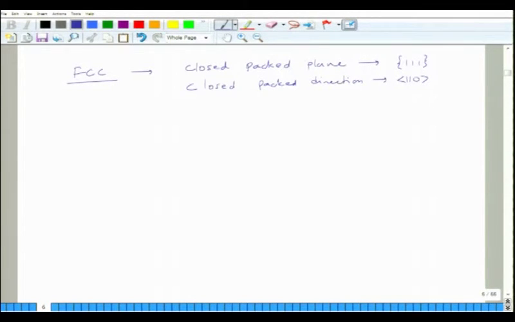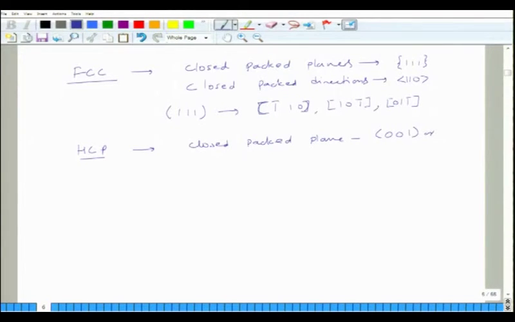Okay. So of course, if you take this type of 111 plane, then the directions which will lie in this will be bar 110, 10 bar 1 and 01 bar 1. The dot product of a direction which lies in a plane with the plane normal should be equal to 0. Okay. So there are these close packed planes and directions in case of FCC. In case of HCP, the close packed plane is 0001, which is also called the basal plane.